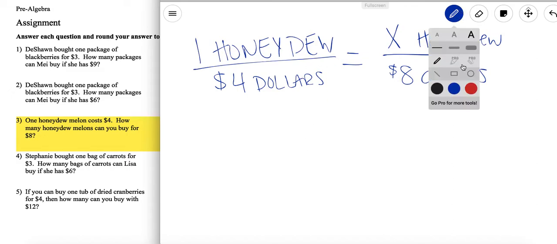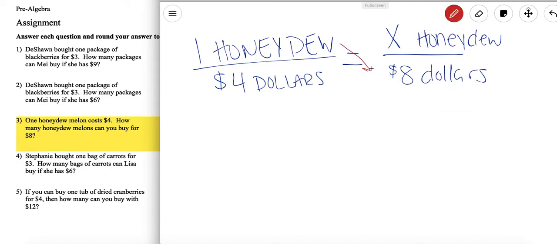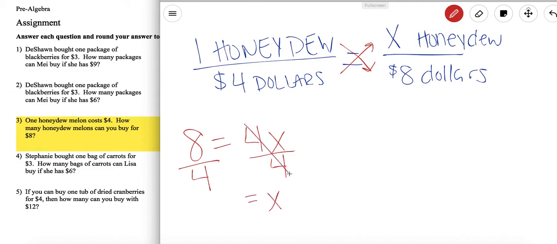Okay. And now what we're going to do is we're going to cross multiply. 1 times 8 gets me 8. 4 times x gets me 4x. And now we divide by 4 to get my x by itself. We get x equals 2. So what does this mean? This means that I can buy 2 honeydews.